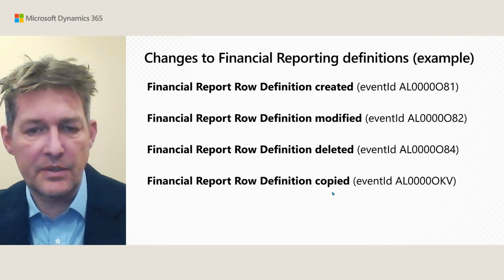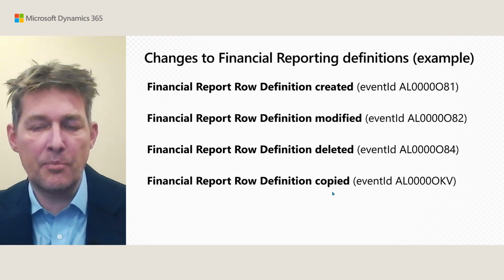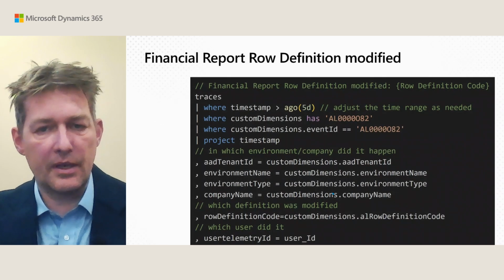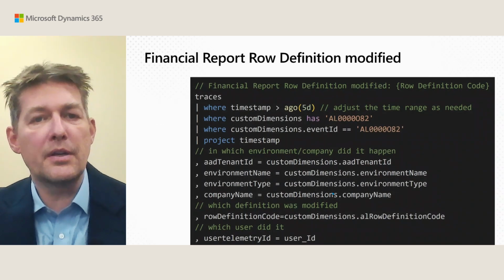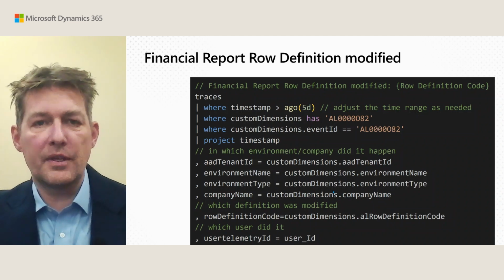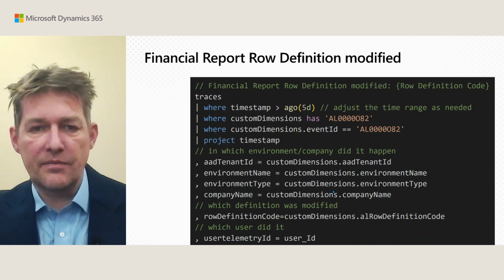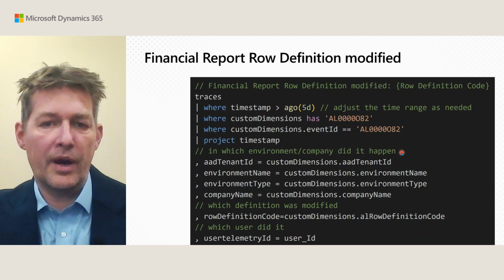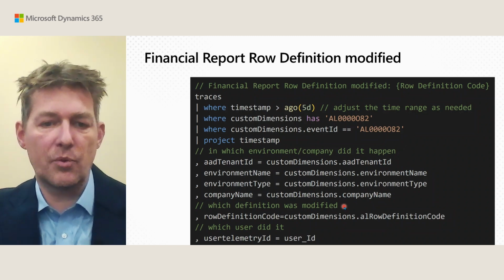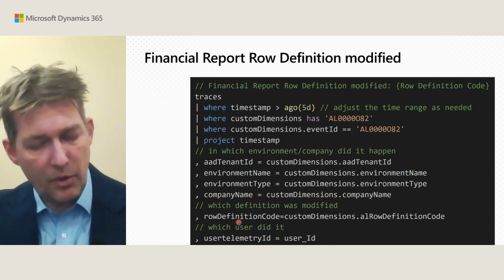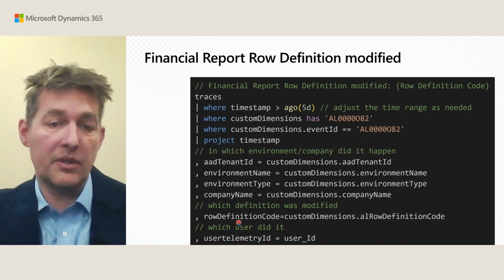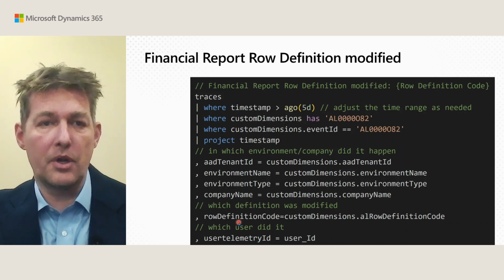There are also even events for, so copy could also be an import or an export using a configuration package. So I haven't showed that here, but all of that is, of course, documented and in the sample. So I'm just going to show you one example with a row definition. All of these lifecycle events follow the same style. So you can see, again, an event ID, where it happened, and then which definition was modified. For row definition, you would get the row definition code. For column definitions, you would get the column definition code. And for report definitions, you would get the report definition code.